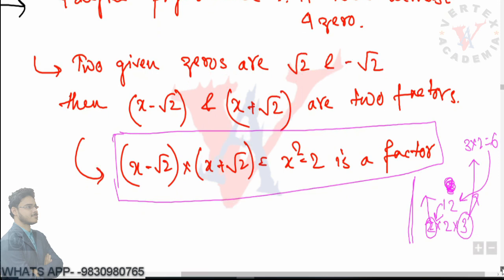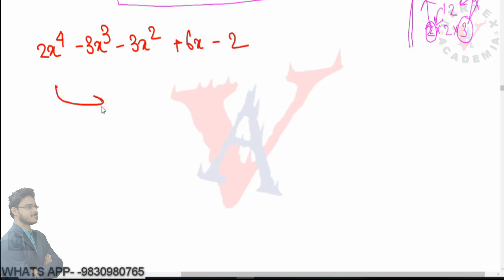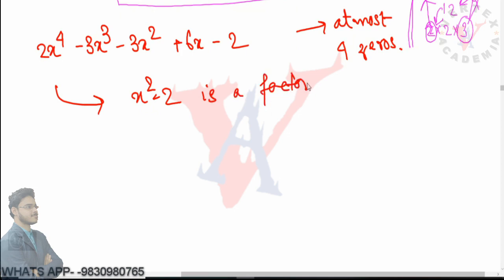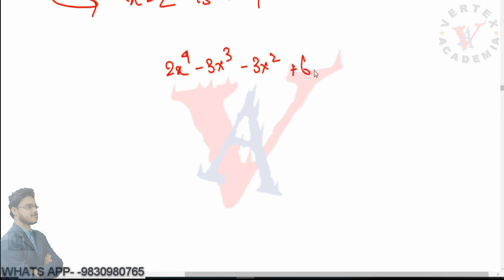Now the last concept which I told you will come into play. So what is the polynomial given? The polynomial given is 2x to the power 4 minus 3x cube minus 3x square plus 6x minus 2. Now we know that this has at most 4 zeros, and combining its 2 zeros which were given, we have found that x square minus 2 is a factor. Now if we divide the whole thing by x square minus 2, then we will get the product of the other factors which I told you earlier. So let us do that. Let us divide 2x to the power 4 minus 3x cube minus 3x square plus 6x minus 2 by x square minus 2.